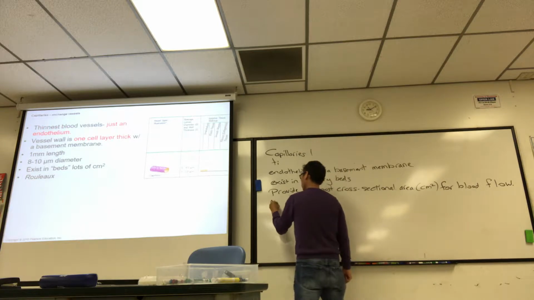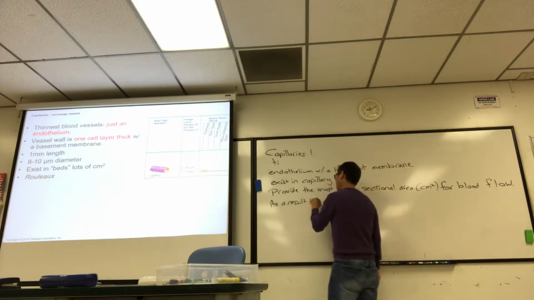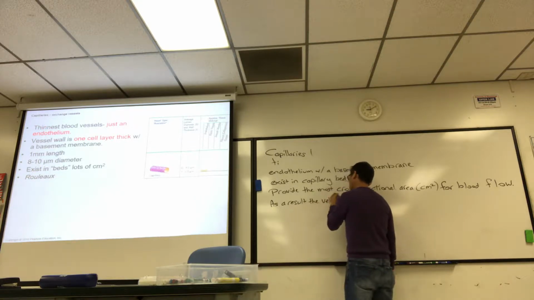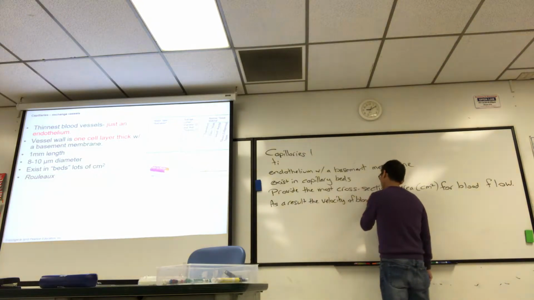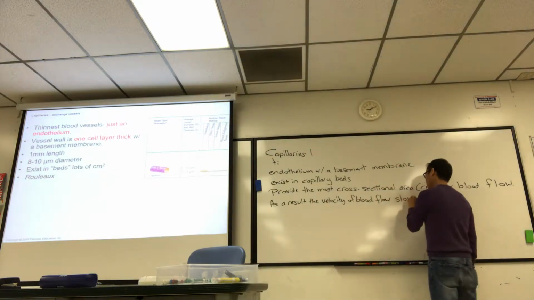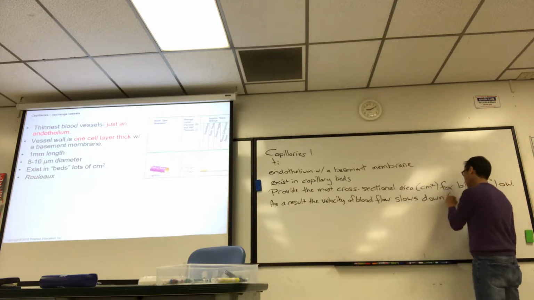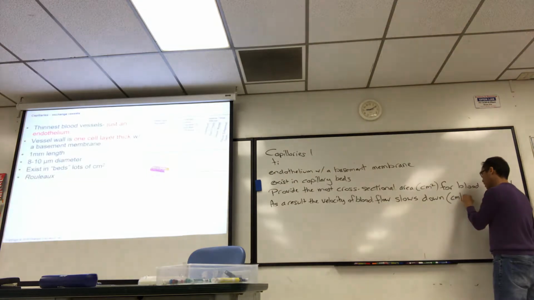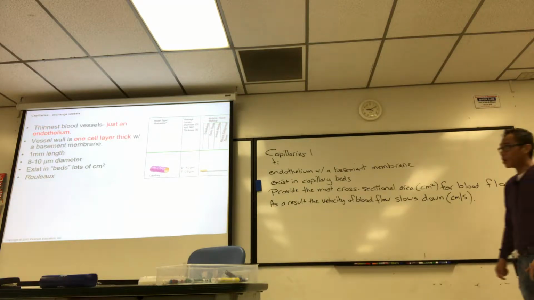As a result, the velocity of blood flow slows down, and that's usually provided in centimeters per second. Those are usually the units of velocity. Velocity is speed.